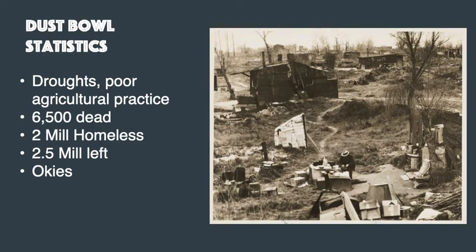It's going to leave 2 million people homeless as they flee the area where these dust storms are happening. All in all, 2.5 million people will leave this territory, most of them going to California. In California, this migration is to try to find agricultural jobs, picking fruit, things like that. And these people will become referred to in history as Okies. Now, they didn't all come from Oklahoma, but it was the area of Oklahoma there. And so it's kind of a derogatory term, kind of a slam on these people to call them Okies.